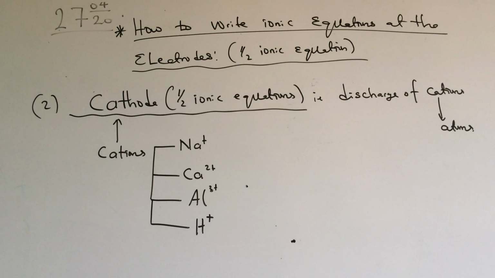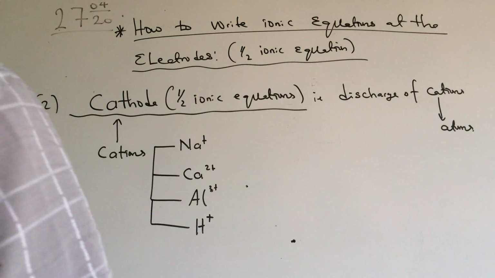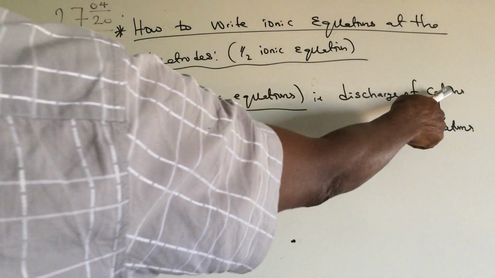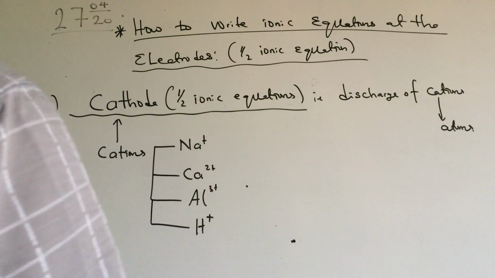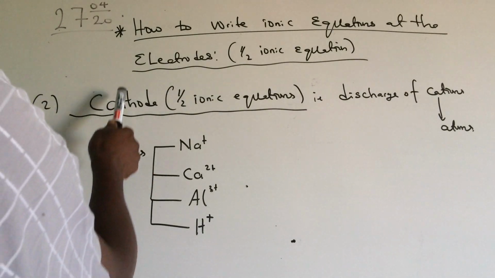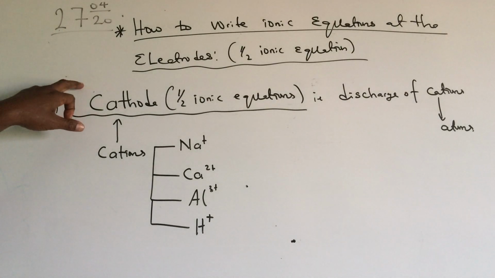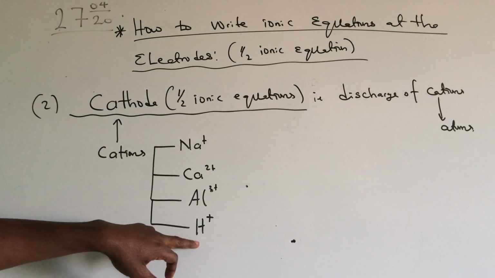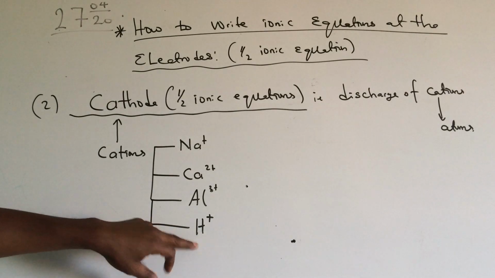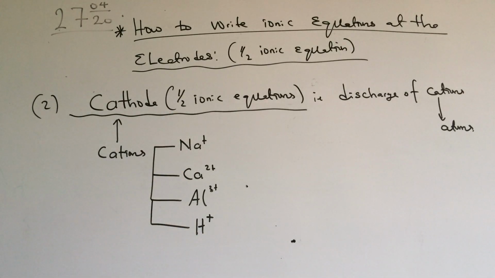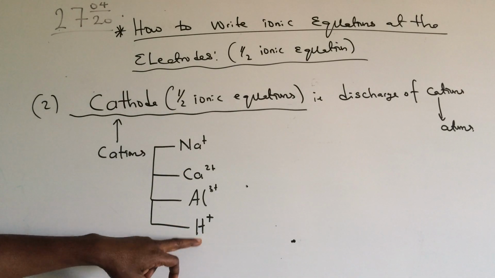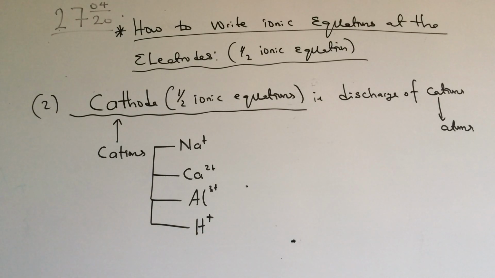The cathode half ionic equation is invariably the discharge of what? Cations to their respective what? Atoms. For example, cations always migrate to, or are attracted to, the cathode. Cations are positively charged ions, including this non-metal. Most cations are metals when they are discharged, but hydrogen is the only one that is a non-metal.